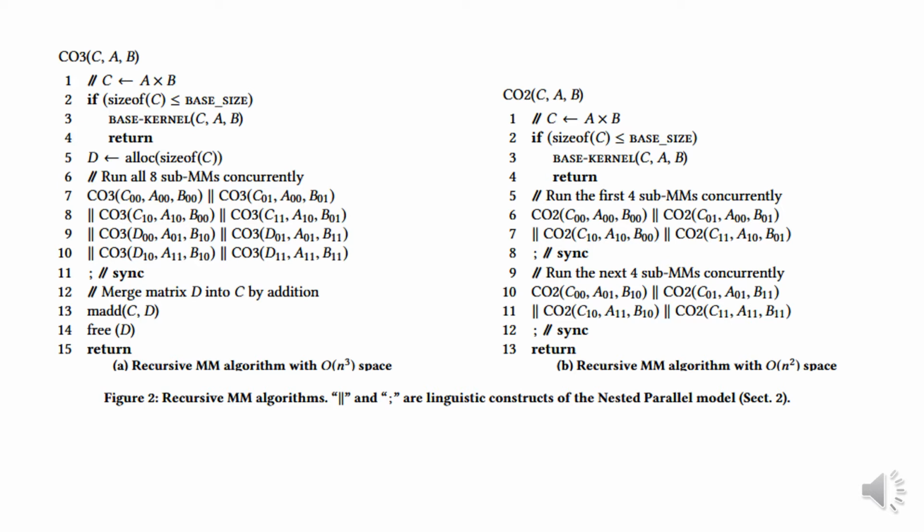And since the serialization makes it possible to reuse the output matrix C, it doesn't have to allocate temporary space like in the CO3 algorithm. So it uses memory more efficiently and has asymptotically optimal cache complexity, but suboptimal depth. So it will be hard to tell which will perform better in practice by only theoretical analysis.